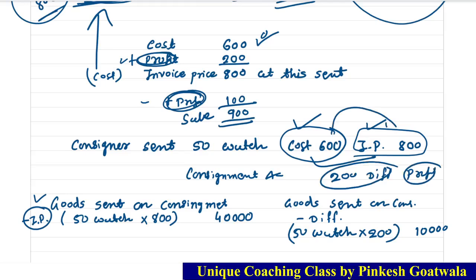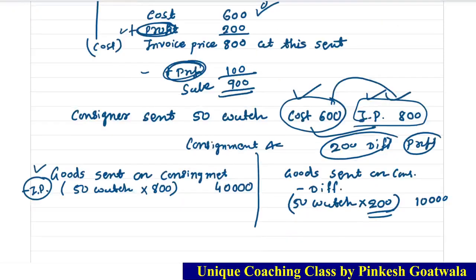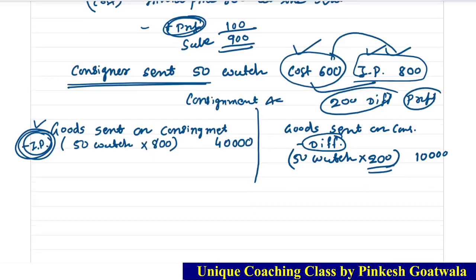If you remember, we have learned this type of point in branch account. Points like this used to come in branch accounts, right? So remember how to give the effect. On this side we write the invoice price and on this side we write the difference, the profit. Its first effect will be given to goods sent on consignment, and the second effect, the same effect, will be given to stock, because this is all about the goods.